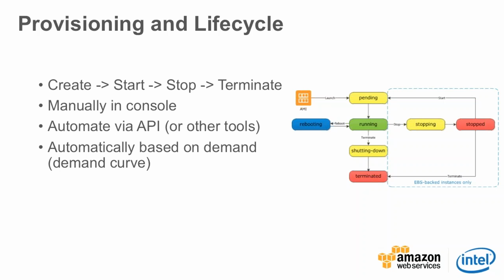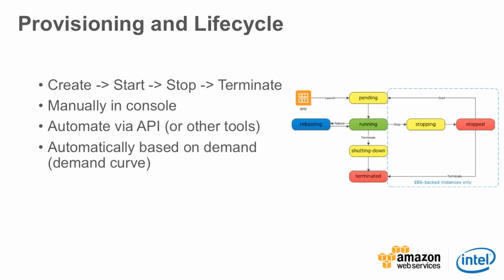If your instance is instance store backed, obviously you cannot stop the instance, you can only terminate it. You can reboot either an EBS backed or an instance store backed instance. So when you reboot it, it will go through a rebooting stage and come back into a running state. And then when you terminate an instance, it goes into a terminated state. So you can see your instance going through these various states on the management console, or if you query using the CLI or the API.